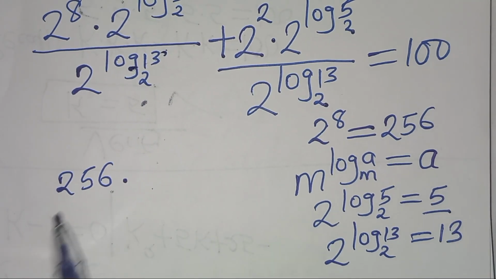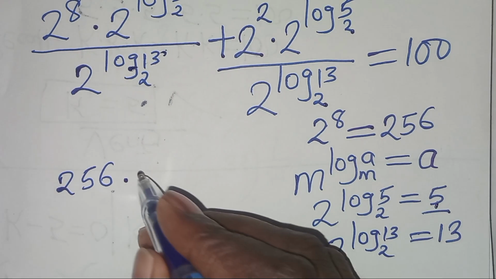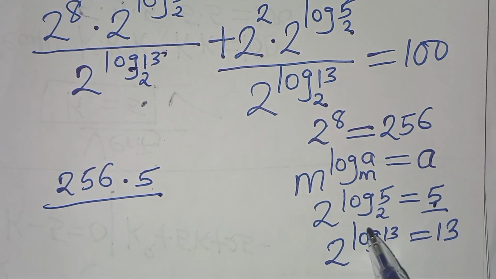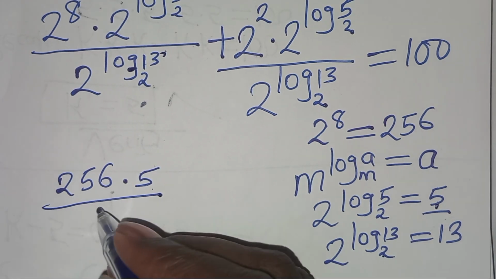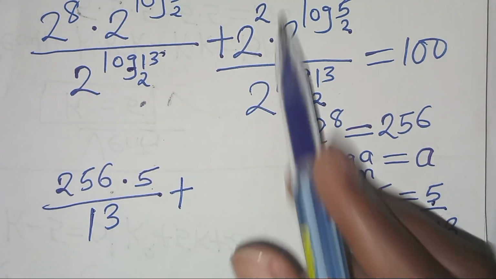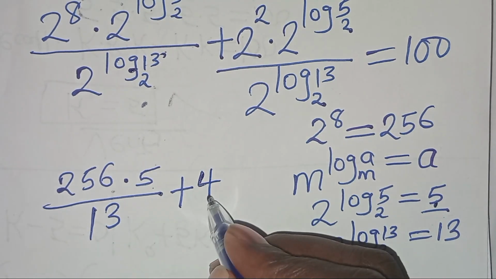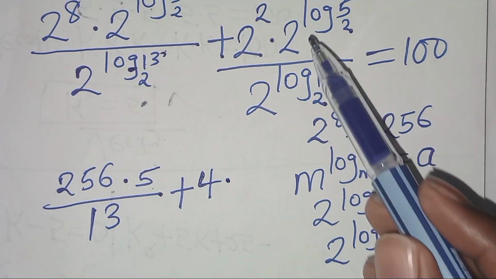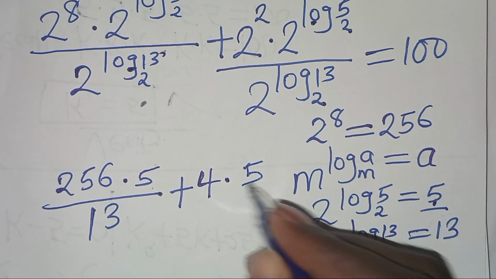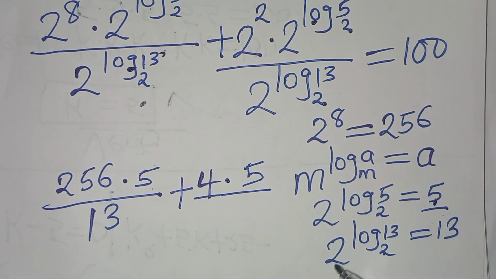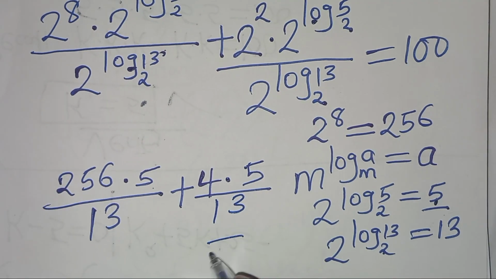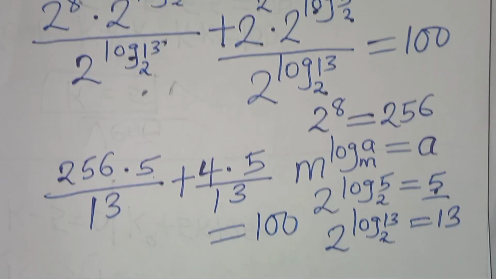Substituting this, we'll have 256 times 5 divided by 2 to power log 13 to base 2, which is equal to 13, divided by 13, plus 2 to power 2, this is 4, multiplied by 2 to power log 5 to base 2, which is equal to 5, divided by 2 to power log 13 to base 2, which is equal to 13. And this is supposed to give us a value of 100.